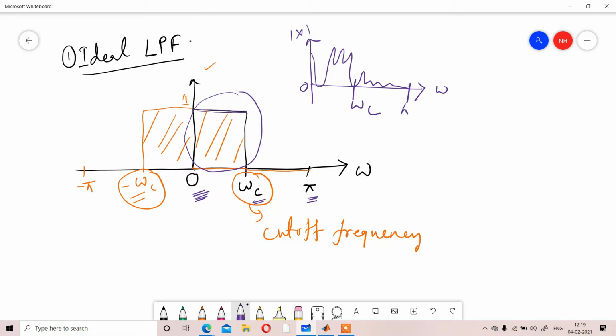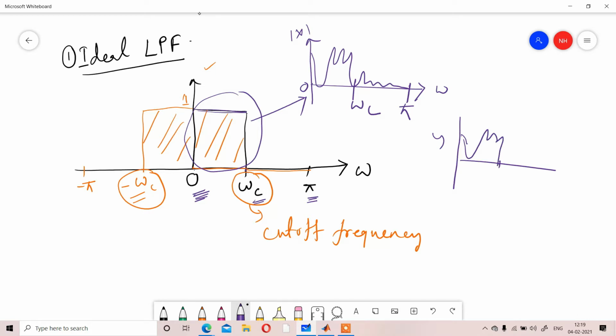Okay, so if we multiply that to that, from 0 to omega c you will have the sequence, and after that you will have 0. So that sequence will look like that.